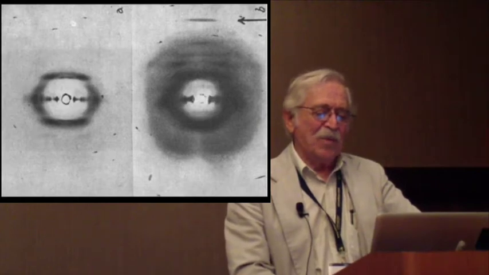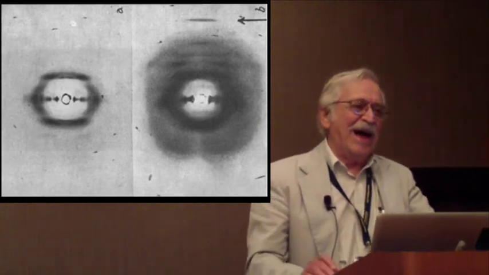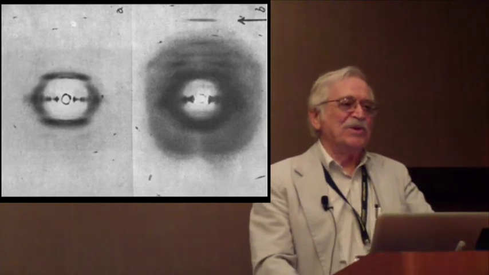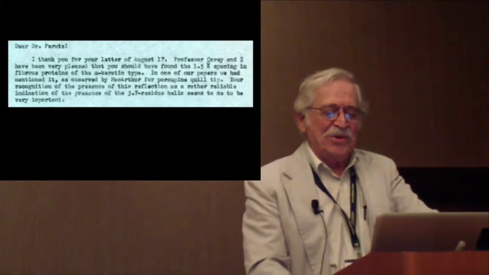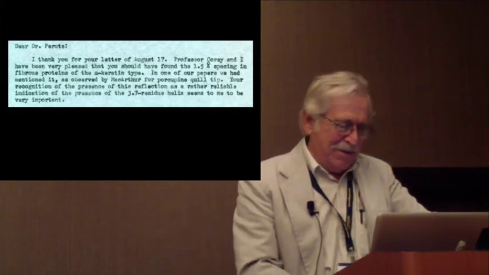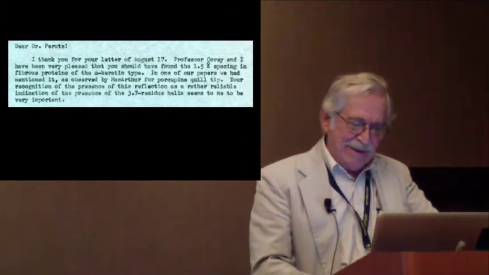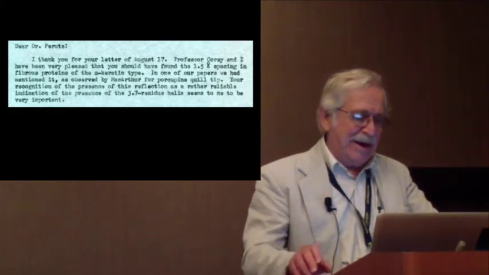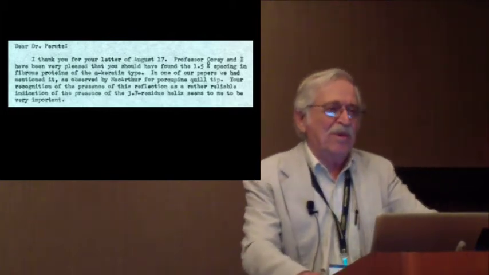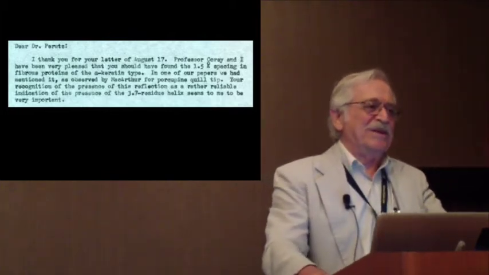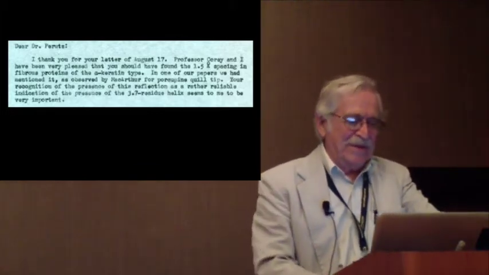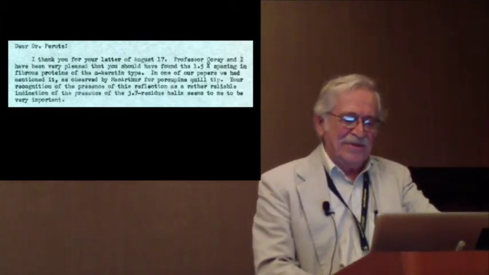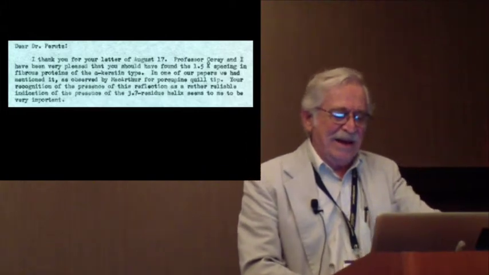There was a 1.5 angstrom reflection. So this was June of 1951, and he wrote to Pauling with great satisfaction, and he proved the 3.7 residue helix.